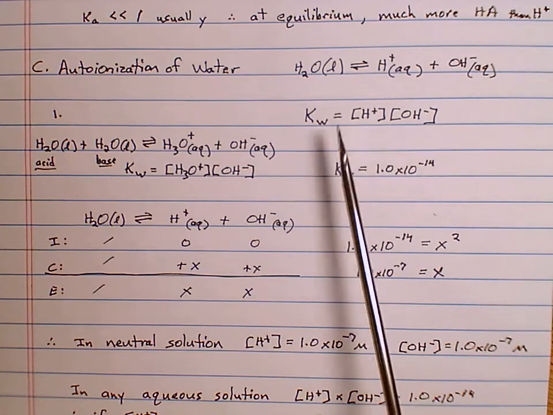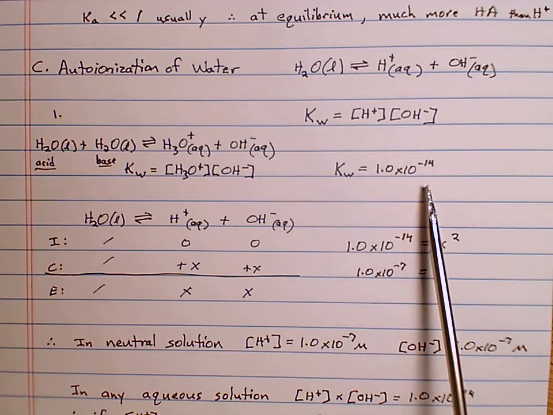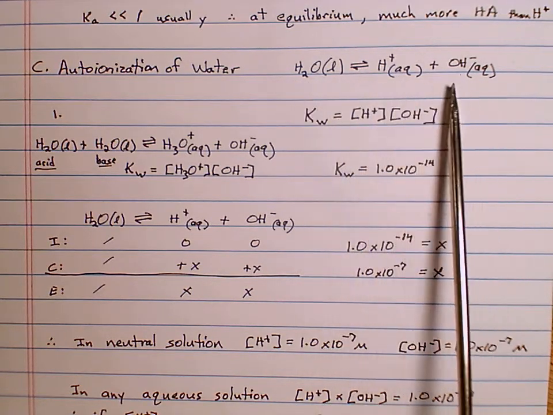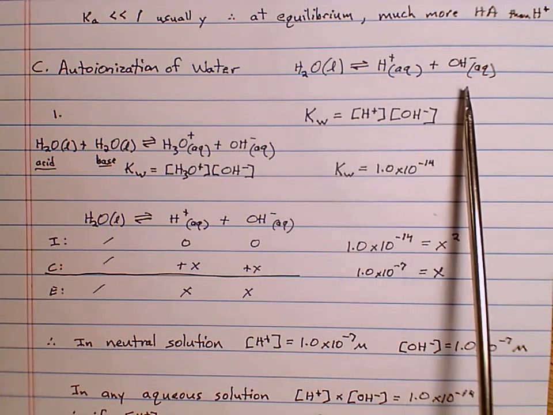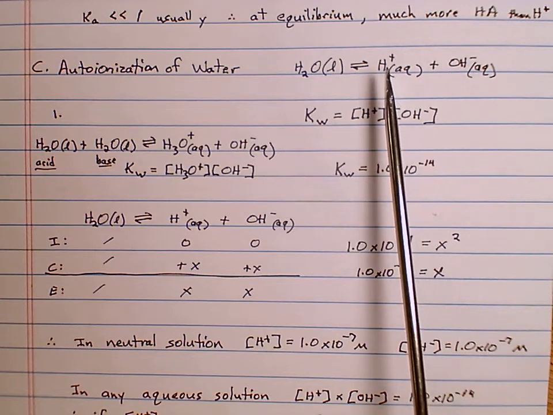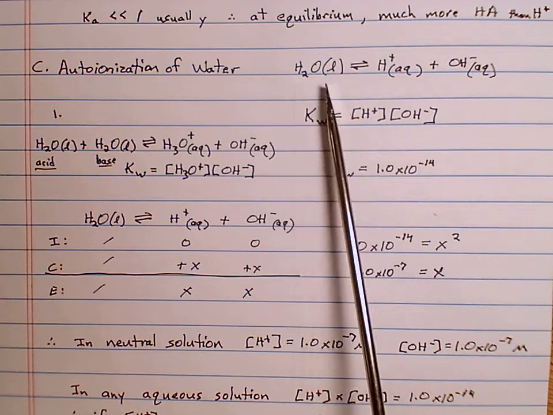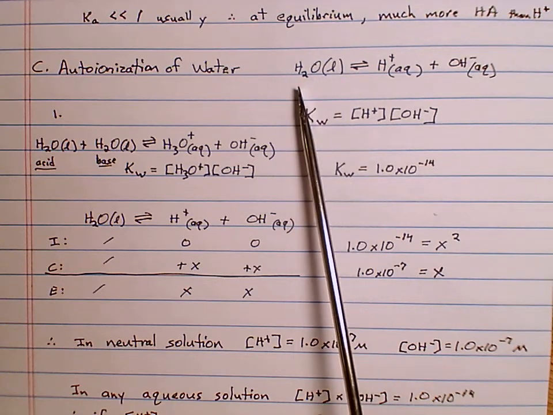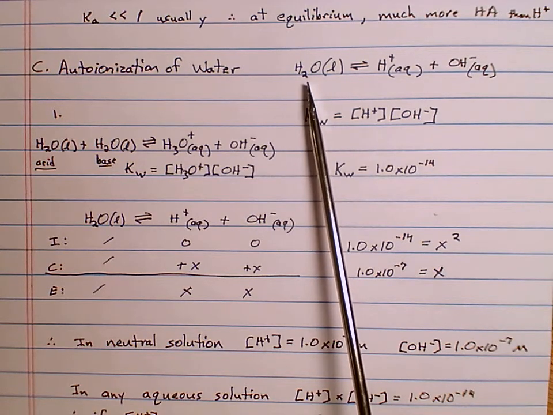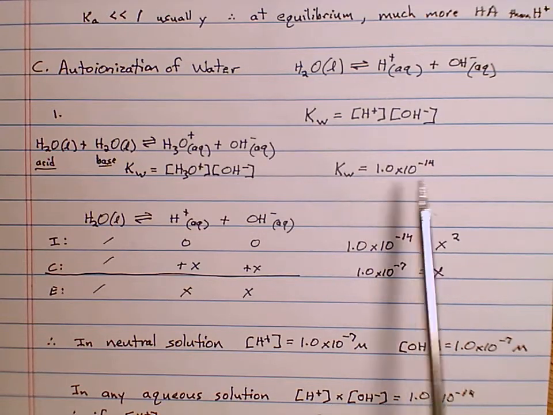What is Kw? It turns out Kw has been measured and has a value of 1.0 times 10 to the minus 14, which tells us that the equilibrium constant for this reaction is Kw, 1 times 10 to the minus 14th, which means at equilibrium we have very, very little H+ or OH- in an aqueous solution. It's mainly just water. So pure water consists of mainly H2O molecules, non-dissociated. Just a tiny bit dissociate, with a Kw of 1 times 10 to the minus 14th.